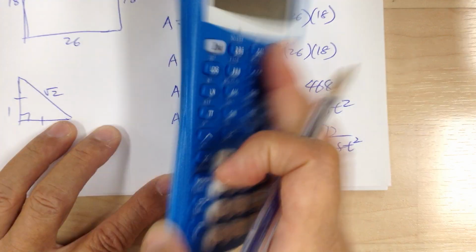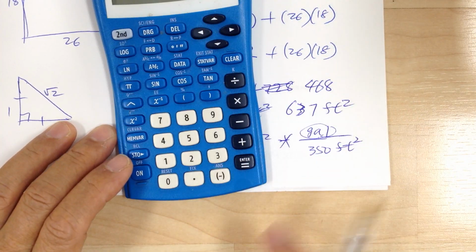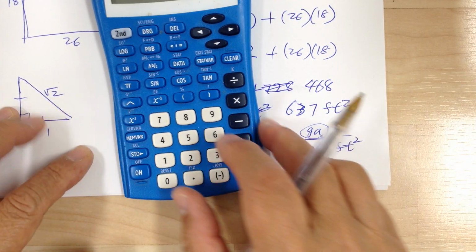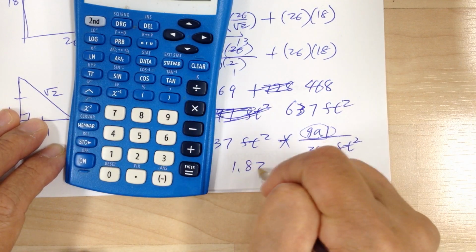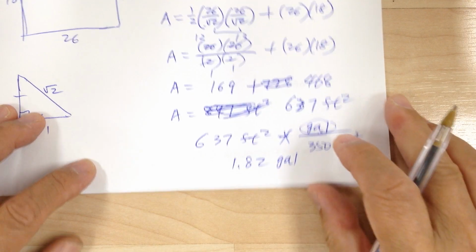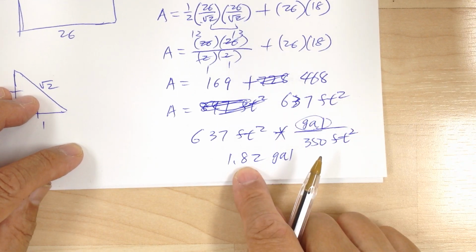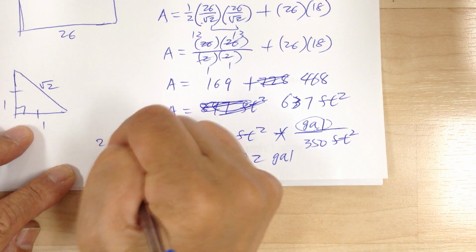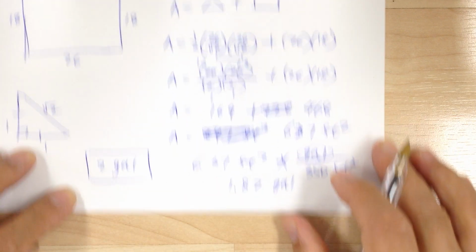So you can get your calculator. You're going to divide by 350. So it'd be 1.82 gallons. Normally when you buy paint, you have to buy 2 gallons because they don't sell by part of a gallon. So you have to get 2 gallons of paint.